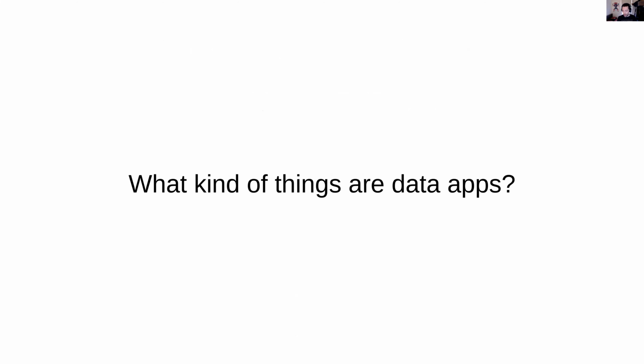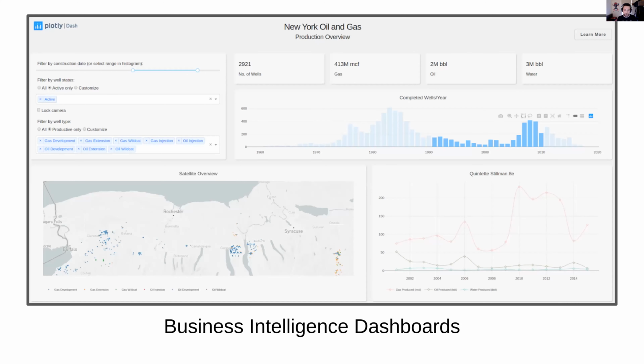So what are the kinds of things that are data apps? I'm calling it a very generic idea of an app or an application that's oriented around data. Well, let's have a look at some of these examples. And these are all examples that are built using the tools that I'm surveying today. So first of all, we have business intelligence dashboards. You can see here, this is made with Dash. It's for looking at data to do with New York oil and gas.